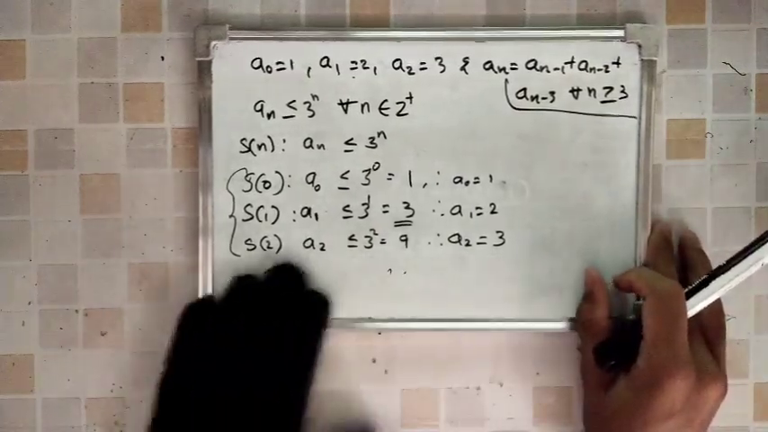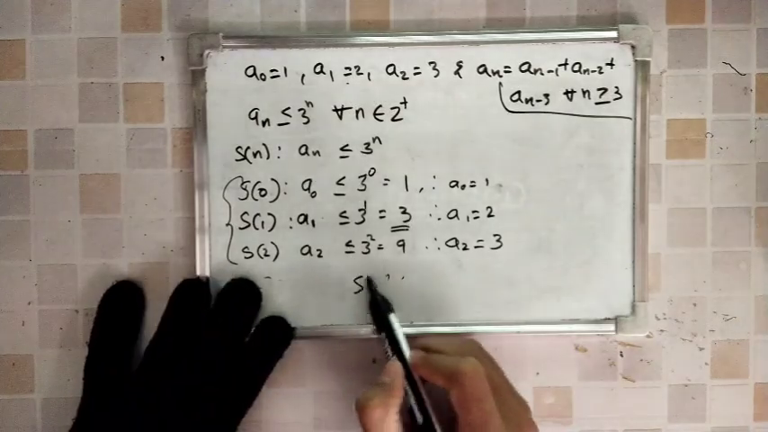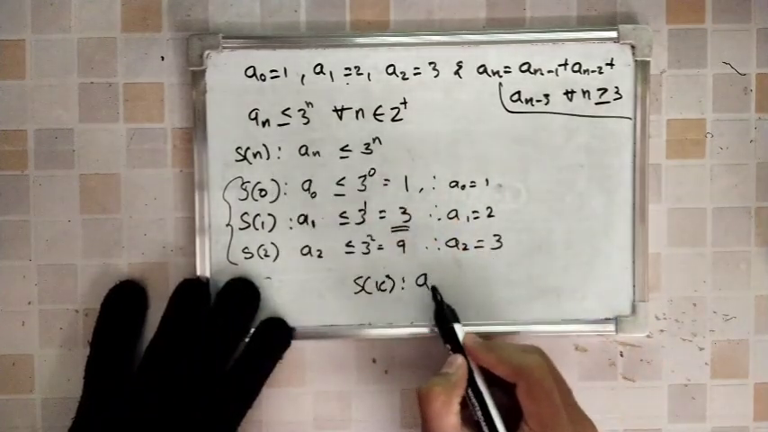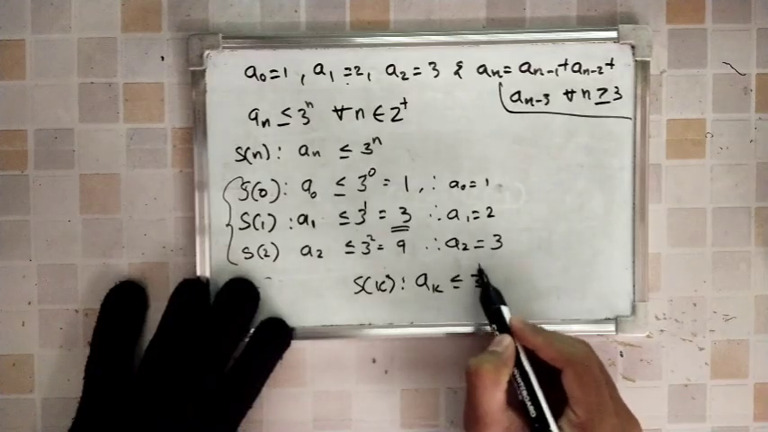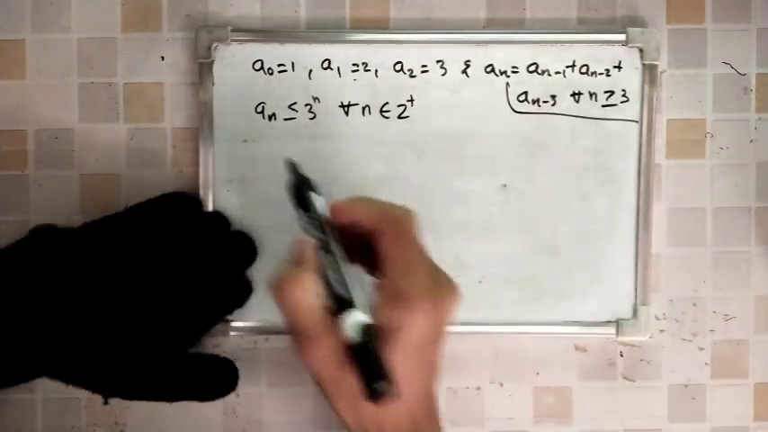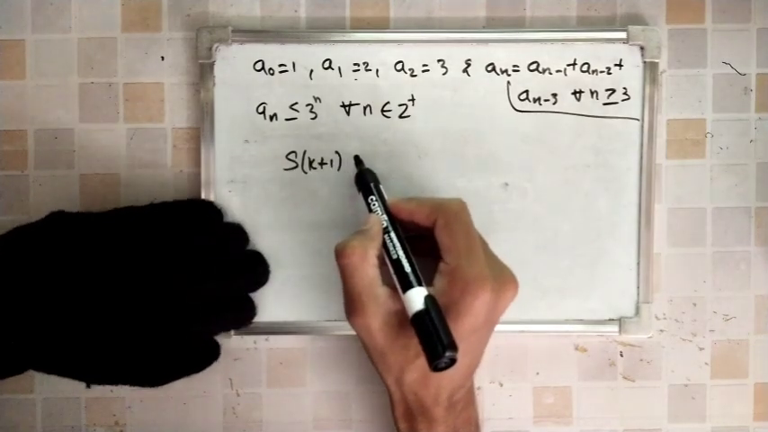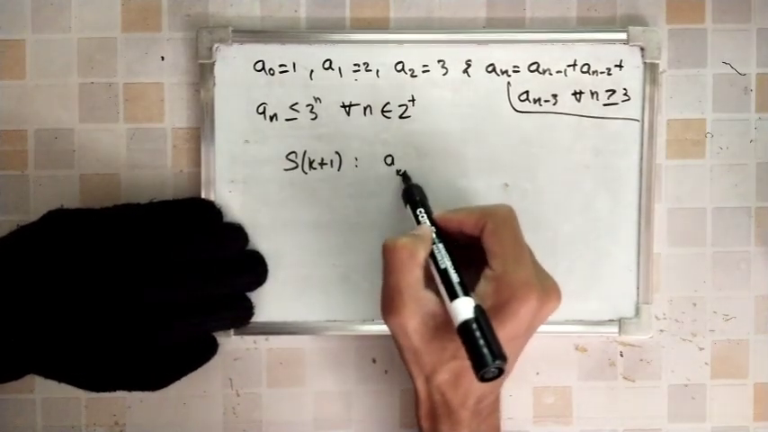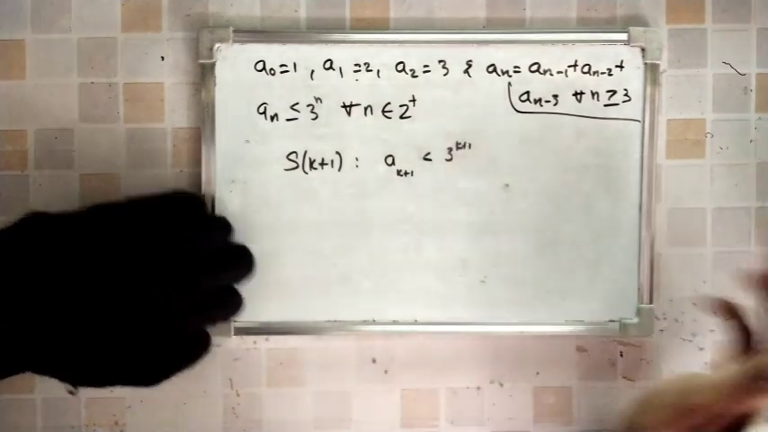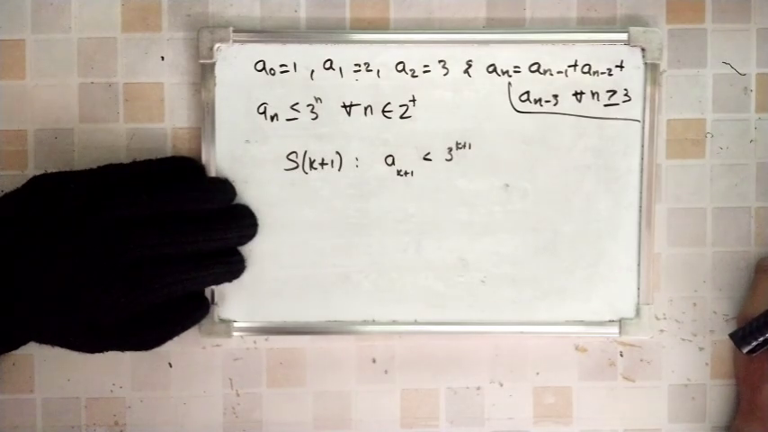Now what I will do is take S(k+1). What is S(k)? S(k) is nothing but a_k less than or equal to 3 to the power k. So I have to prove that S(k+1), such that a_(k+1) is less than 3 to the power k+1. According to the question I can write it like this.